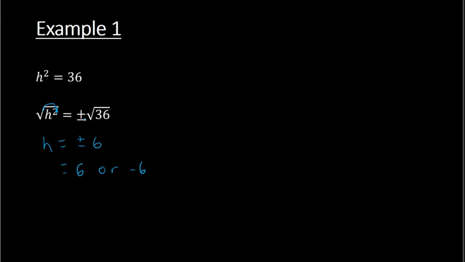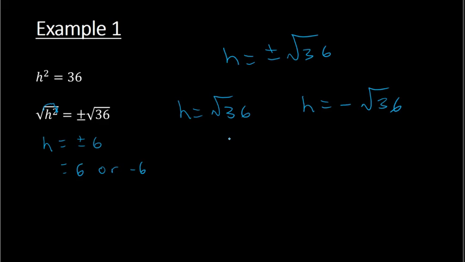If you don't like that sign, you could just write it out as two separate equations, where we have h equals a positive square root of 36, and h is a negative square root of 36. You could write it out like that, or just write it as plus or minus the square root of 36. Either way, we have two answers. This would be a positive 6. This would be a negative 6. So we have two answers, 6 or negative 6. And again, we could write that with a plus or minus sign, which means we have a positive 6 or a negative 6.